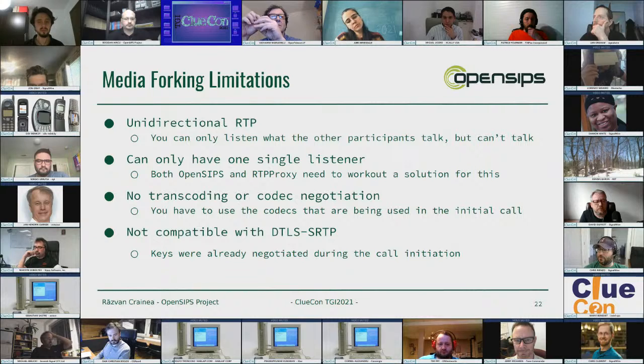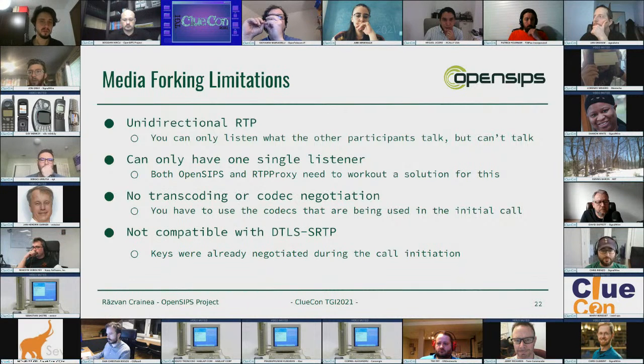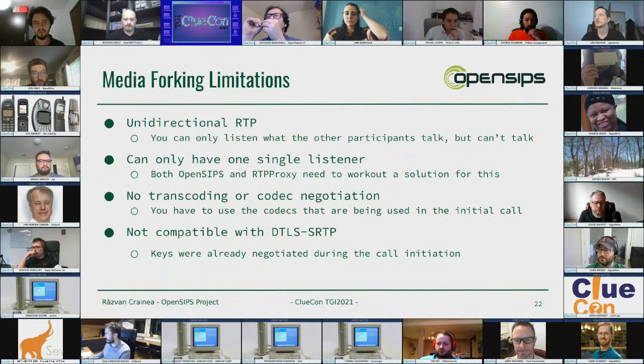There's no transcoding or codec negotiation involved. So during the third call, you'll have to use the codecs that were being used in the initial call. And it's not compatible with DTLS or any SRTP. That's because keys are negotiated between the initial participants of the call, so a third participant will not be able to pop in and negotiate his own keys.